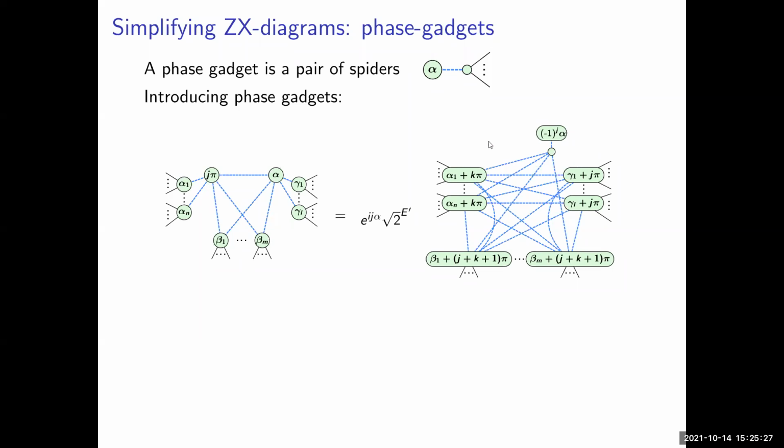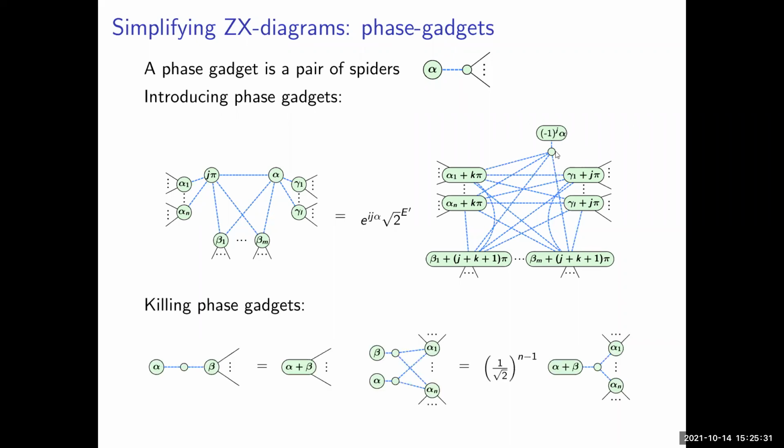And the reason this is useful is because there's a couple of rules that allow us to kill these phase gadgets. So one thing says that if we have a phase gadget which has just a single leg out of it, right? So a phase gadget can have multiple legs, but if it has a single leg, then we can just fuse it with the thing it's attached to. So the phases combine. And if you have two phase gadgets that have exactly the same set of neighbors, then we can also combine them and we add the phases.